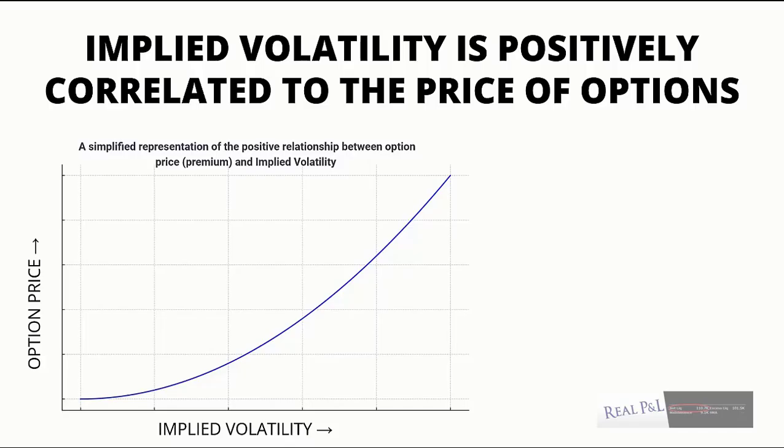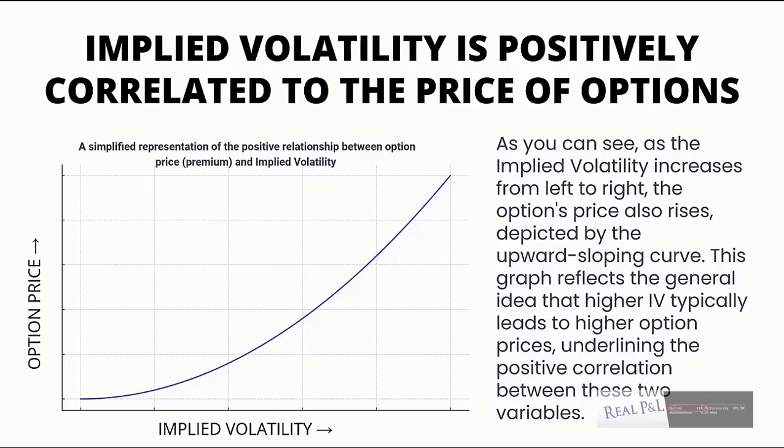And you can see this graph here represents the implied volatility correlation to the price of the option. As you can see, as the implied volatility increases from left to right, the option price also rises, depicted by the upward sloping curve. This graph represents the general idea that higher IV, implied volatility, typically leads to higher option prices, underlining the positive correlation between these two variables.